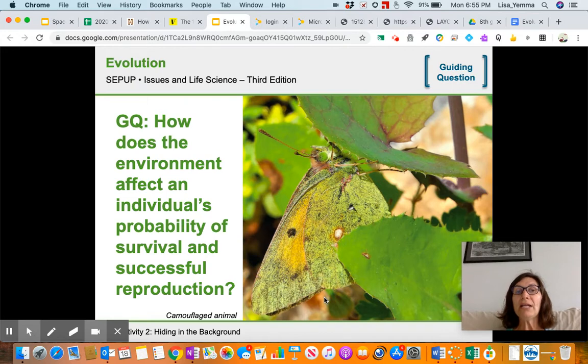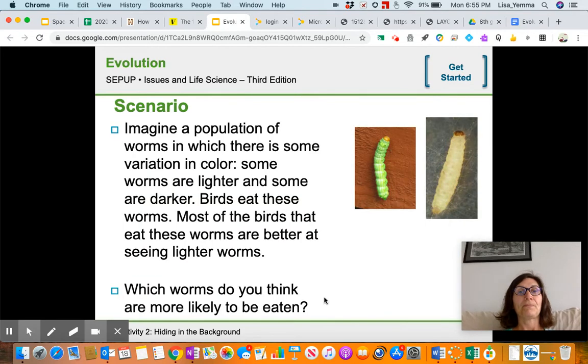So our guiding question: how does the environment affect an individual's probability of survival and successful reproduction? We have a population of worms, and I just screenshotted some worms off the internet here. This population of worms comes in two colors, and it's the same worm species. Obviously, these are not the same species, but imagine that this worm species could come in two colors, green and beige. Some worms are lighter, some worms are darker.